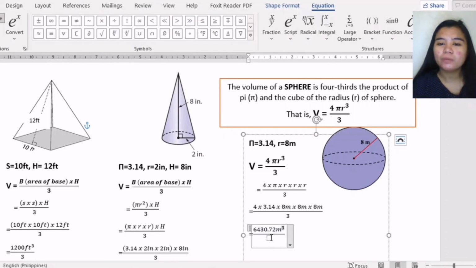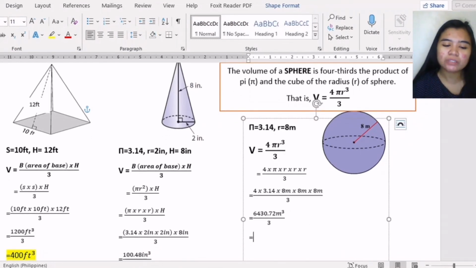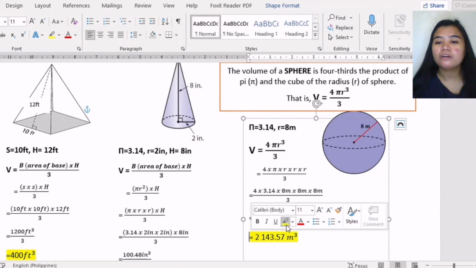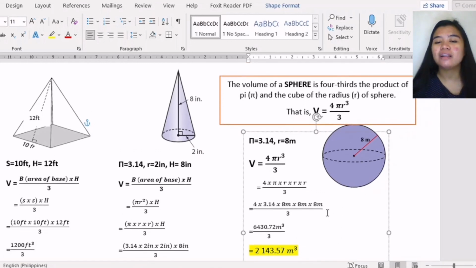Ayan. And then, kopyahin na lang natin sa baba yung divided by 3. Then after that, equal, and then let's divide. So, 6,430.72 divided by 3, that is 2,143.57. And then let's copy the unit, which is cubic meter. Ayan, copyhin ko lang. Ayan, so this is now the volume of the given sphere, that is 2,143.57 cubic meter. Ayan, so just follow the formula.